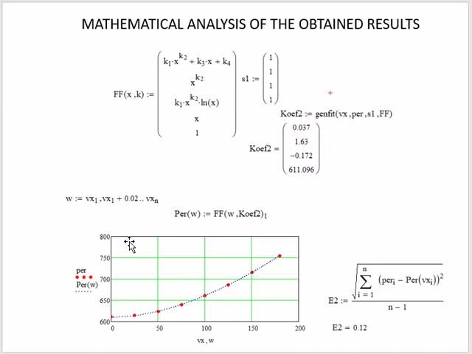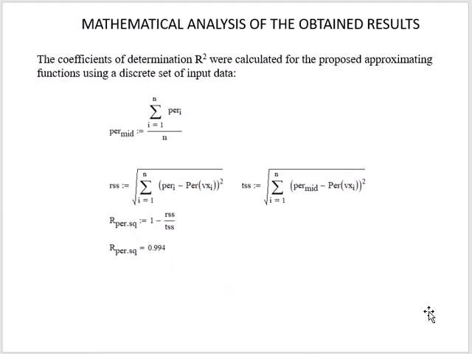In the graph, the analytical function passes through all nodal points, indicating high accuracy of the obtained result. The root mean square deviation is used to estimate accuracy. The R-square coefficient was computed for the proposed approximating function using discrete input data for each profile. The calculation algorithm is standard and can be found on Wikipedia.